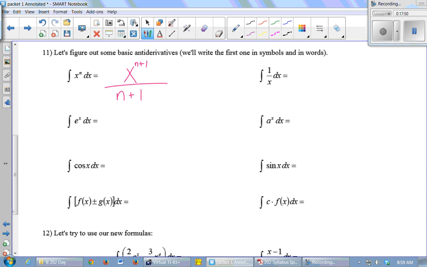All right, how about the integral of 1 over x dx? A function whose derivative is 1 over x: ln of x. Oh, sorry, and this actually has to be the absolute value of x, and we'll talk about why another time.